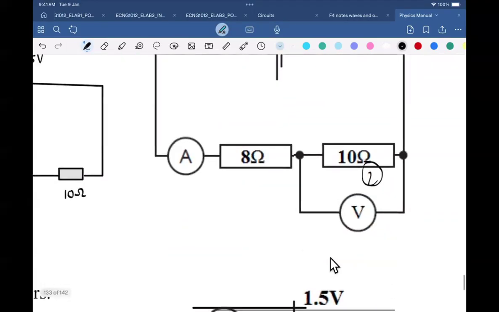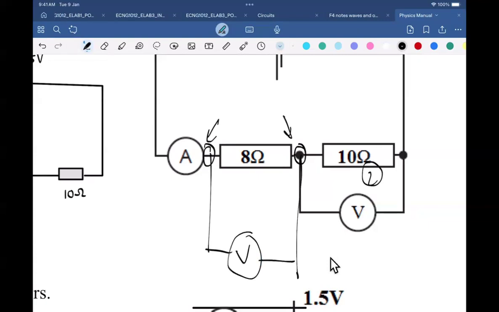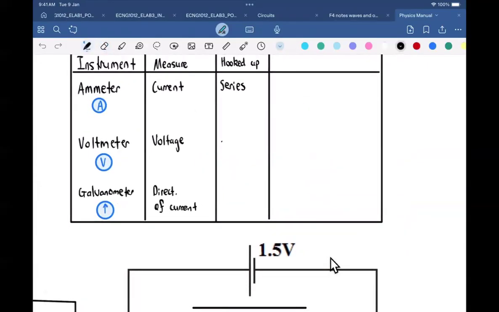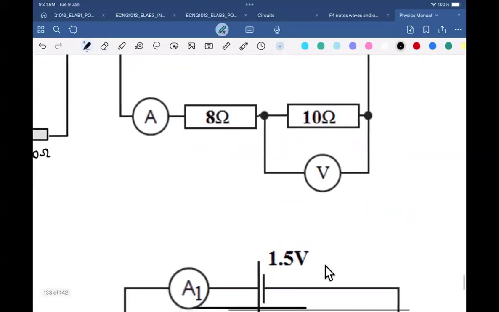We didn't do parallels yet, but let me explain something. If I want to measure the difference between this point and this point, wouldn't I draw two lines like that? So that's how I would have to hook up the voltmeter, because voltage is the difference between 2 points, the potential difference. That's why I have to hook up voltmeters in parallel, because they have to measure that difference.